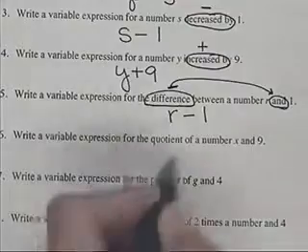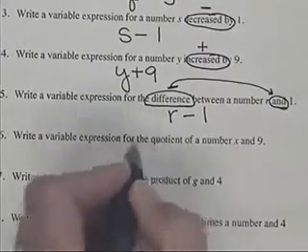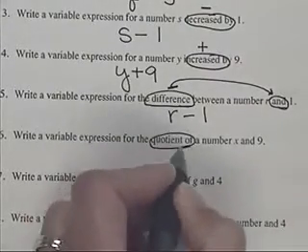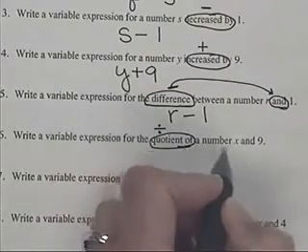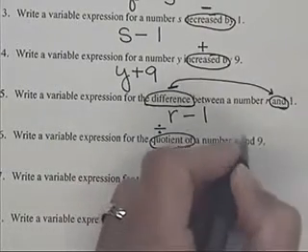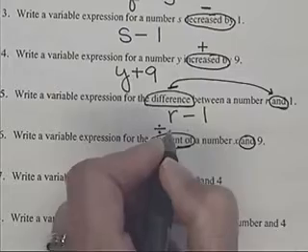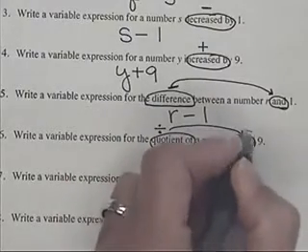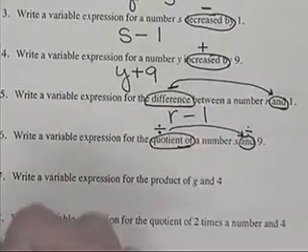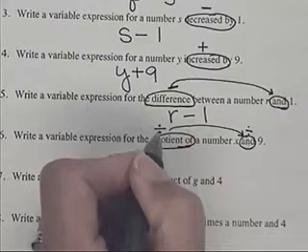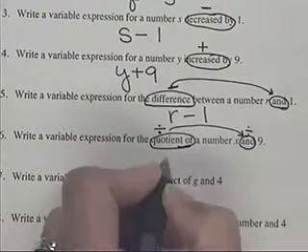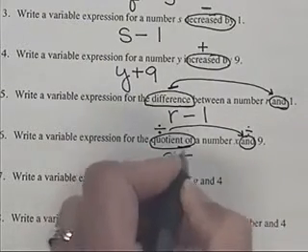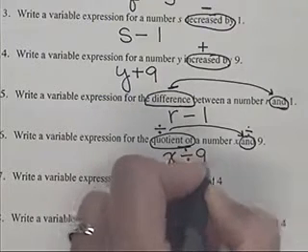So let's look at the next one. It's the same sort of wording. It says the quotient of, quotient means division, the quotient of a number x and 9. Remember, I just told you there'll always be the word and, which tells you where to put the division sign. Quotient tells us it's going to be division, and and is where we put it. So that's going to be x divided by 9.